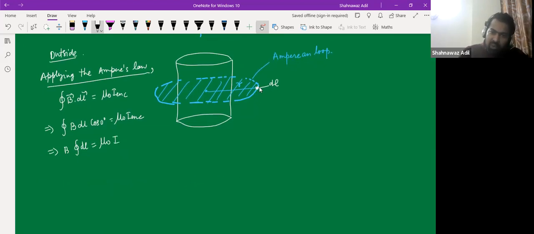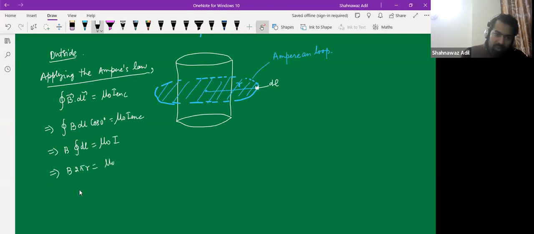And what would be this integral of dl, this total dl? It will be the circumference of the circle, right? That would be that. Yes, sir, 2 pi r. That is the length, right? So that would be 2 pi r.